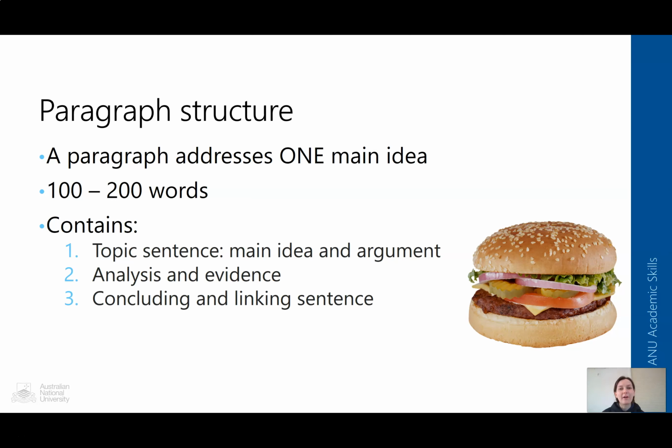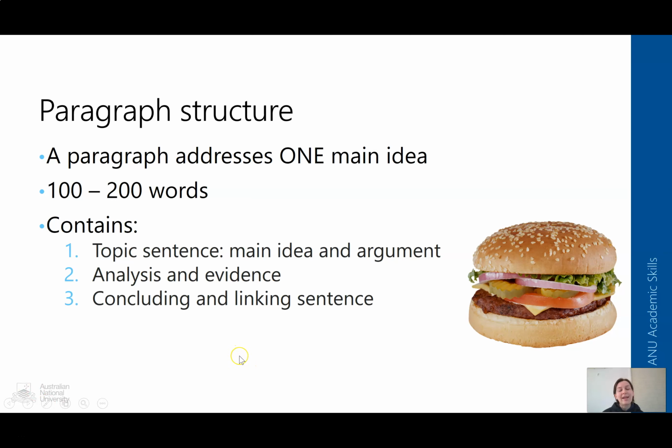So think of each paragraph as being roughly between 100 to 200 words. Below 100, it's a bit too short. Beyond 200, it just becomes a bit too densely packed for your reader to easily understand. So aim to keep it within that 100 to 200 word limit.